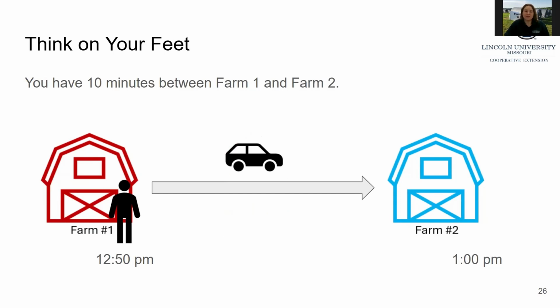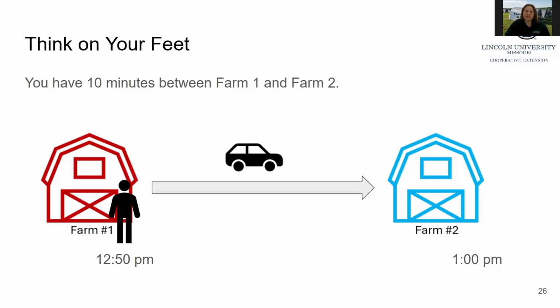So now we have to think on our feet. We need to quickly assess the situation. What moved with us from farm number 1? What are we about to take into farm number 2? And what can we do right now to reduce the risk? We may not be able to carry out our ideal plan, but we can still make decisions about what matters most.